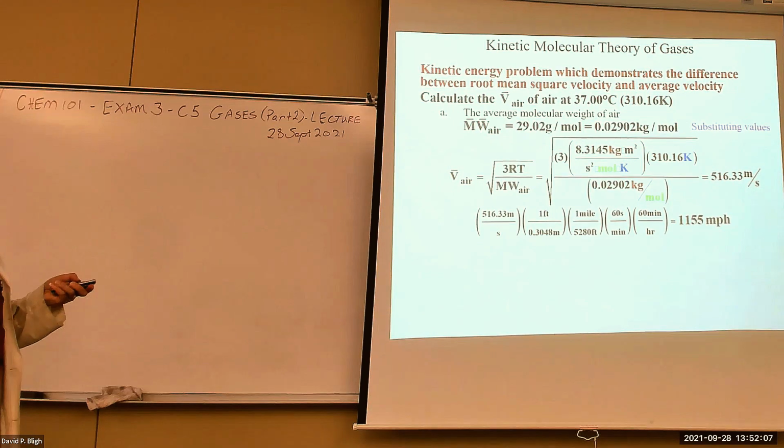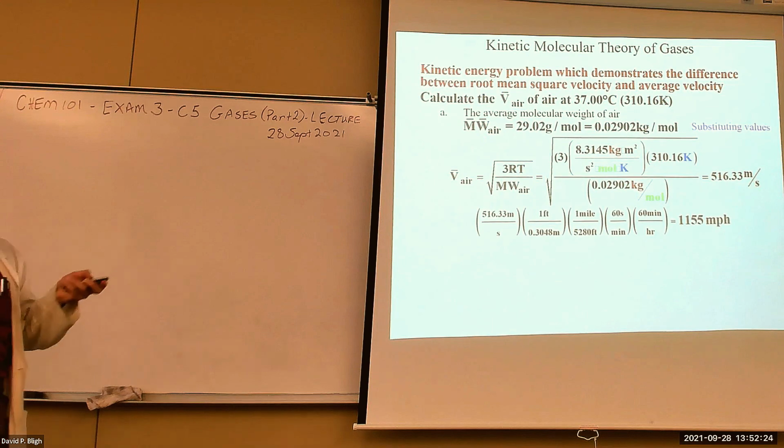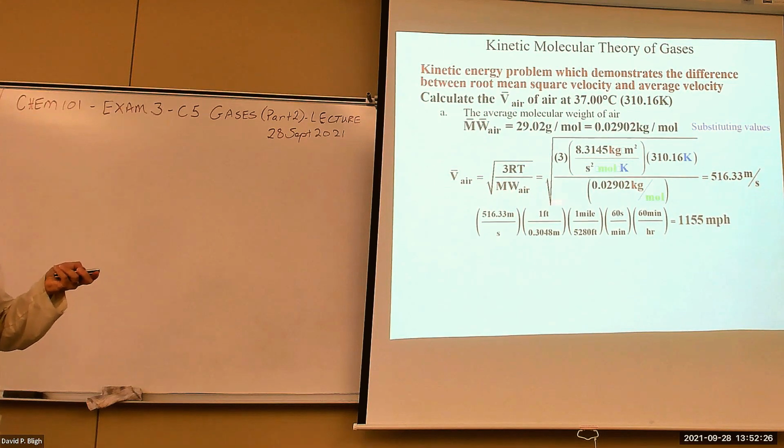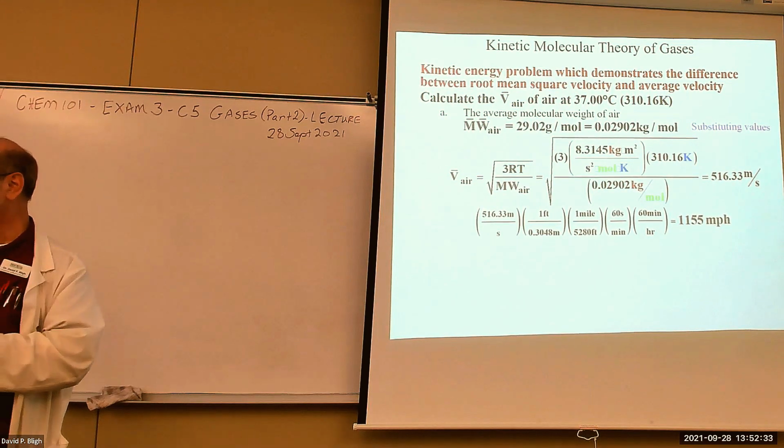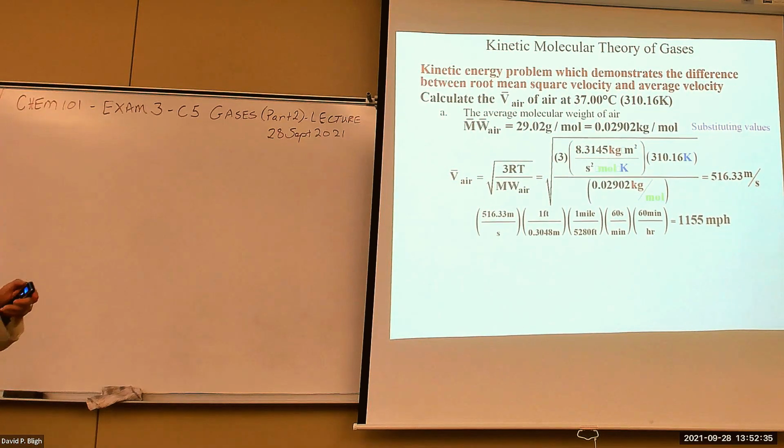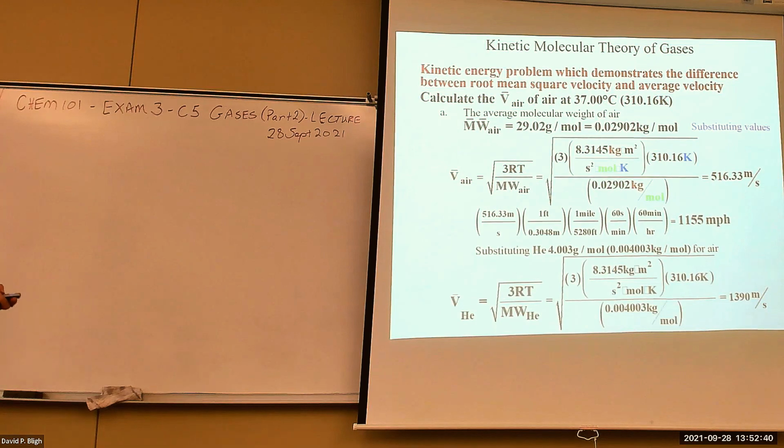Notice also, when you use this formula, because that R is in terms of kilogram meter squared or joules per mole K, the joules has within it kilograms. It's part of the measurement. So that means this molar mass has to be converted not from grams per mole, but to kilograms per mole. If you don't do that, you're going to be off by 1,000. Okay. So that's what it is for air.